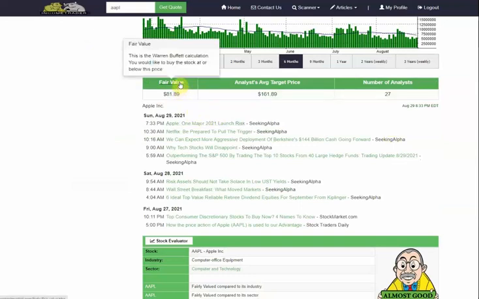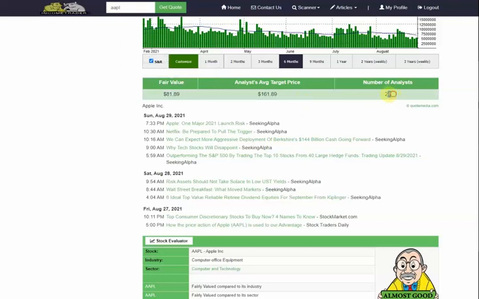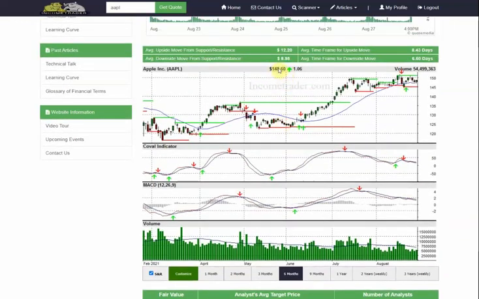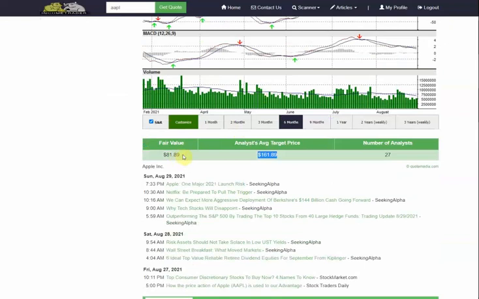If you put your mouse right there, it says this is the Warren Buffett calculation, you'd like to buy the stock at or below this price. So if you can buy Apple at or below that price, you've got a good deal. All of the analysts who follow this, and there are 27 different analysts who follow this, think it's worth about $162 a share. What's the current price of Apple right now? About 148.5, 148.60. So that's way over the Warren Buffett target price, but below the analyst target price.